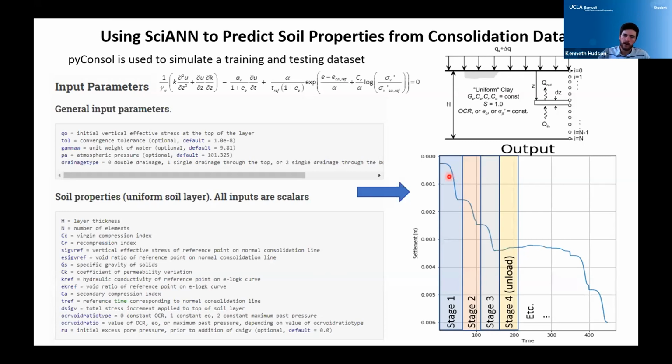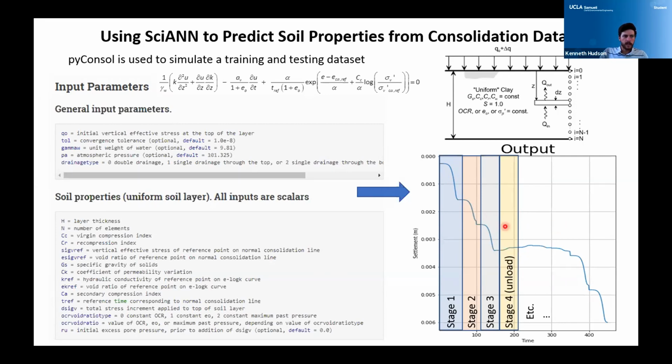If we can train a neural network that reads this settlement with time profile and knows the loading sequence and other things, then it can return to us the properties that we want to use for our site and our design.